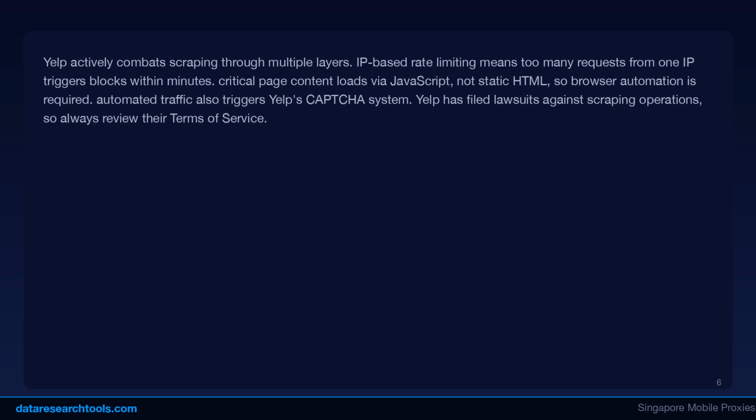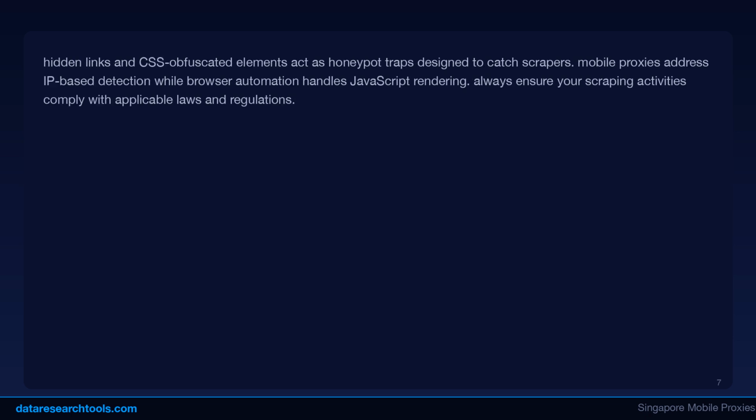Yelp actively combats scraping through multiple layers. IP-based rate limiting means too many requests from one IP triggers blocks within minutes. Critical page content loads via JavaScript, not static HTML, so browser automation is required. Automated traffic also triggers Yelp's captcha system.